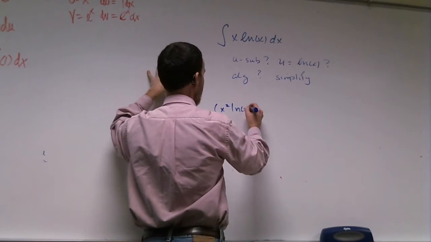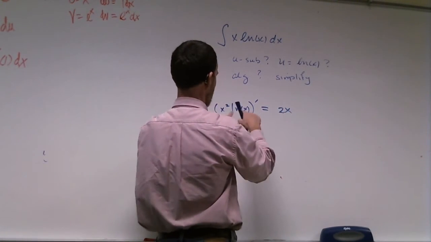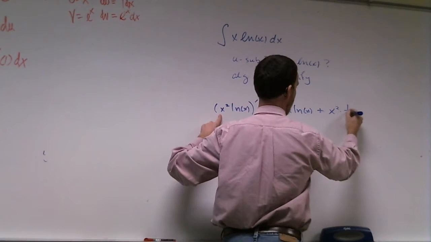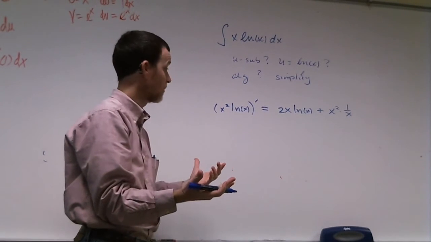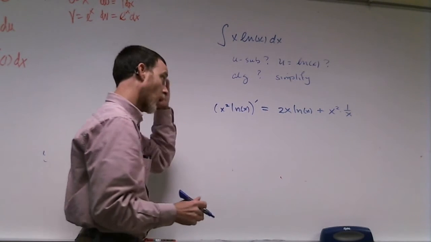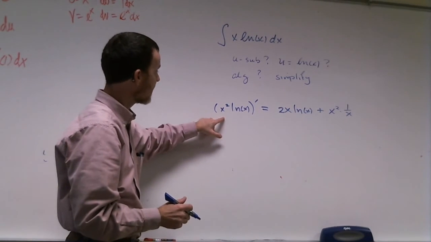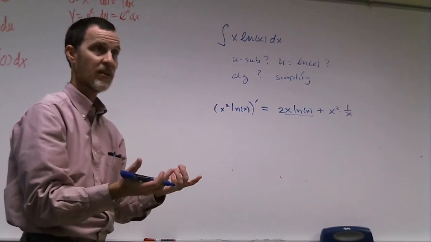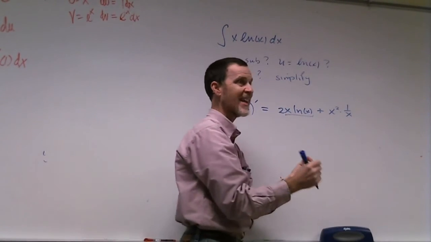If I had x squared ln of x, and I took the derivative of this, what would I get? I'd get 2x times ln of x, plus x squared times 1 over x. Correct? Do I remember my product rule? Derivative of the first, 2x, times the second, plus the first times the derivative of the second. Well, that was a lucky stroke of genius. I thought to take the derivative of this because it gives me back an x ln of x, which is what I'm trying to find the antiderivative of. And what's over here and what's over here are both easy to integrate.